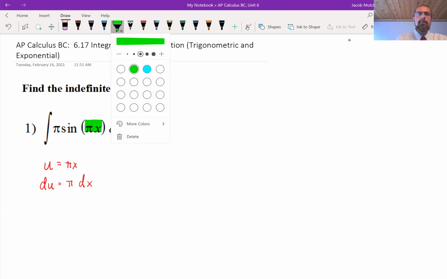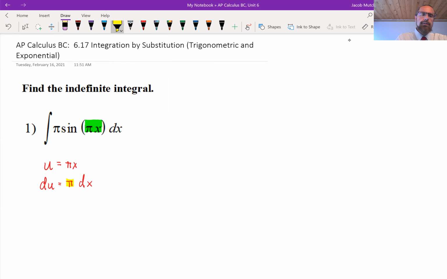And just looking at the parts that I have left, pi itself is there in the integral as a factor, and then dx is represented as well. So this example doesn't require any additional coefficients. All I need to do is define this in terms of u. So my next step is going to be to call this the integration of simply sine of u du. Again, the pi dx is here for du, and u itself is pi x.